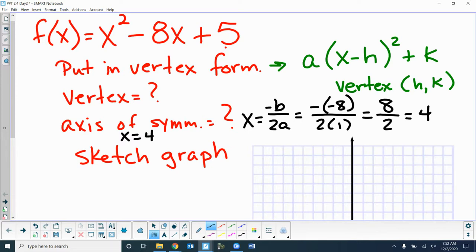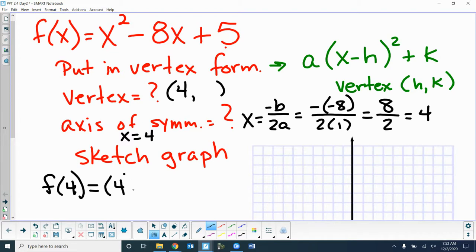The next thing you want to do is find the vertex then. The vertex is going to be 4 something. Whatever the axis of symmetry equals, that's the x value of your vertex. Now, you just plug 4 up into the original equation. So basically, you're doing f of 4 to find the y value of the vertex.